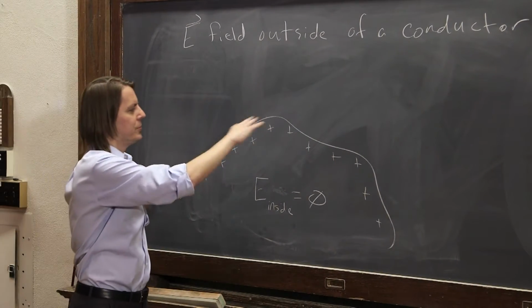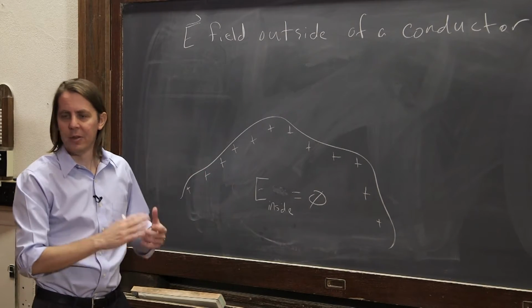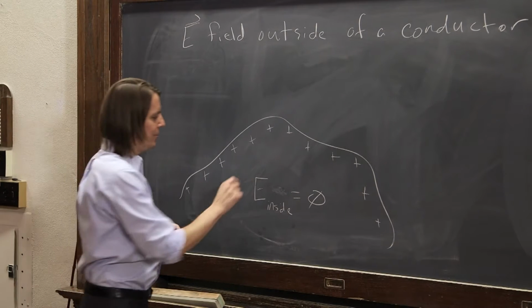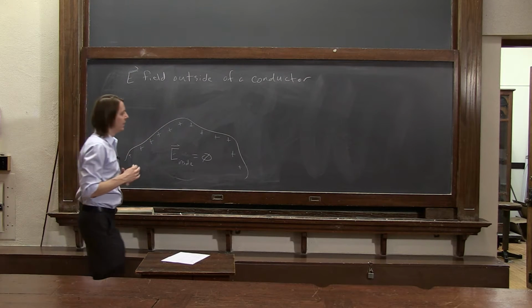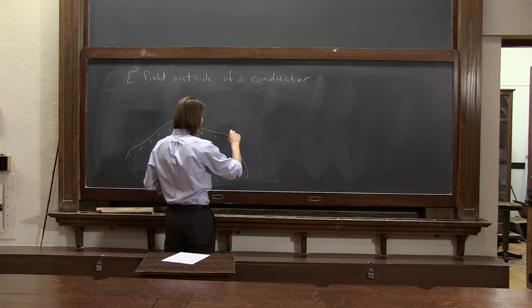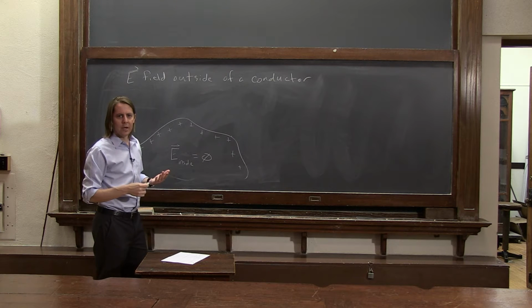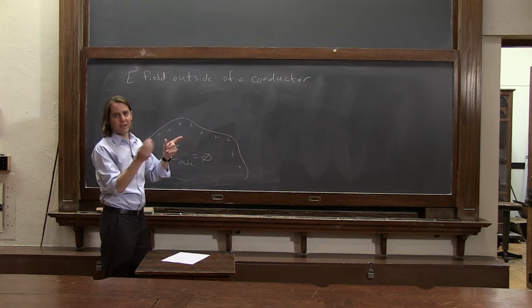And they'll arrange themselves in a way to make the inside 0. Maybe it's because the conductor is charged. Maybe it's because it's been put inside an electric field. Doesn't matter. The point is they will arrange themselves in an electrostatic equilibrium. E field inside will be 0. So let's think about now the E field outside. So anywhere you go, the E field just outside could exist. And in a Cartesian coordinate system, it could have 3 components, x, y, and z.